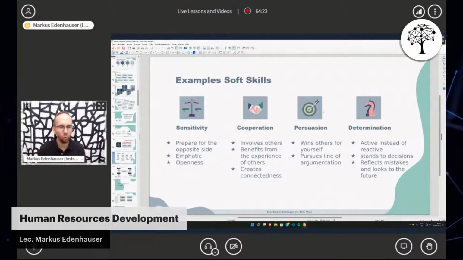For example, how would I rate my sensitivity in my management work on a daily basis? Prepare for the opposite side, empathy and openness. How would you judge yourself? And then the person says, for example, I would assess myself on openness from 1 to 5, 5 is the highest level, a 3. I'm really empathic. I give myself a 4 out of 5, for example.